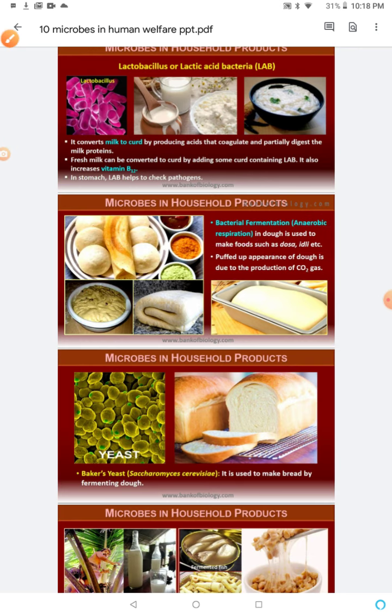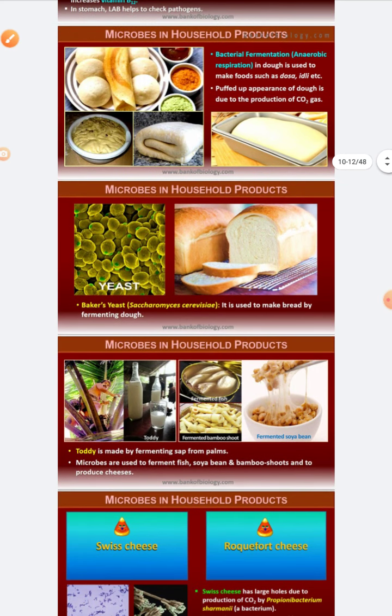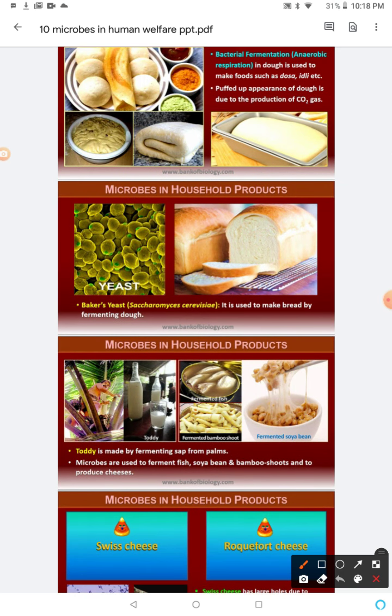The microbes in other household products like baker's yeast, Saccharomyces cerevisiae, is used to make the bread by fermenting the dough. The microbes in other household products, that is toddy, a South Indian drink, is made by fermenting the sap from the palm tree. The microbes are used to ferment the fish, soya beans, and bamboo shoots to produce various types of cheeses.